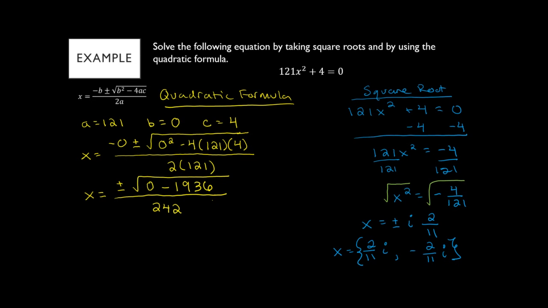So you can see that the quadratic formula is creating larger numbers that you have to deal with. So that's one caveat, or one reason why I avoid it, unless it's the only method, because it does create these bigger numbers. So 0 minus a negative is still 0, so I'm going to just erase it. So we still have a square root of a negative, which is going to give us an i. So what I'm going to do is just write the i, and then this is the square root of 1936 over 242.